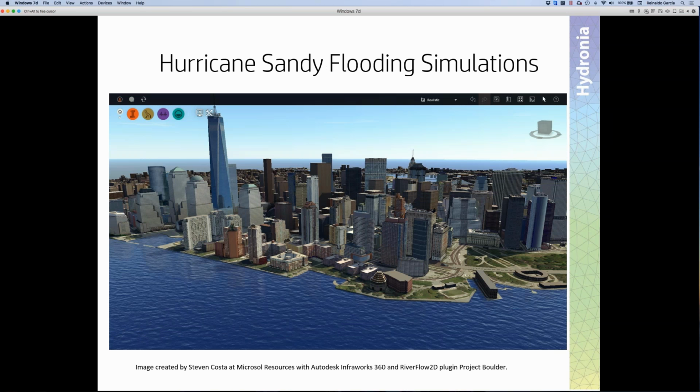Let me turn now to the Hurricane Sandy flooding simulations. This is a very interesting thing. We have done two things. I'm going to present you some results that were done independently by Stephen Costa at Microsoft Resources. They are an Autodesk partner located in New York. And they developed this tool to illustrate the potential use of the Riverflow 2D model with InfraWorks. And they have provided all the files that I'm showing today here.